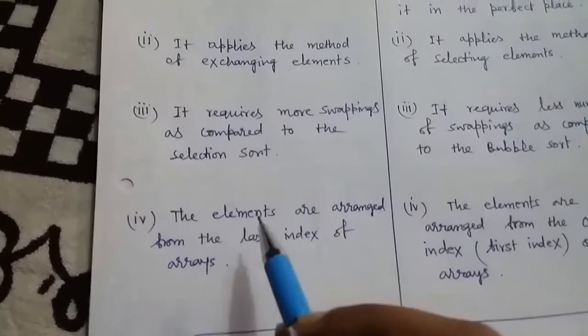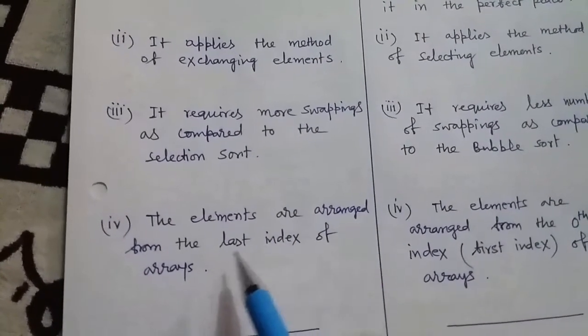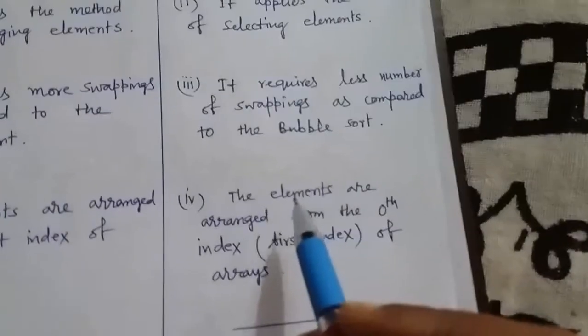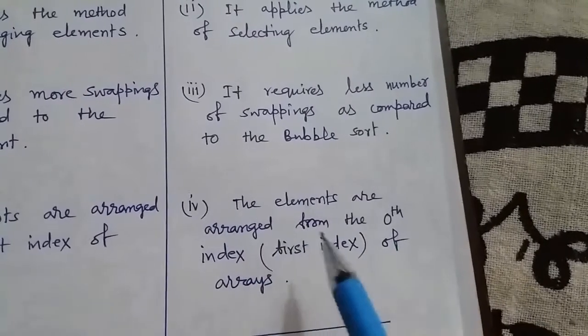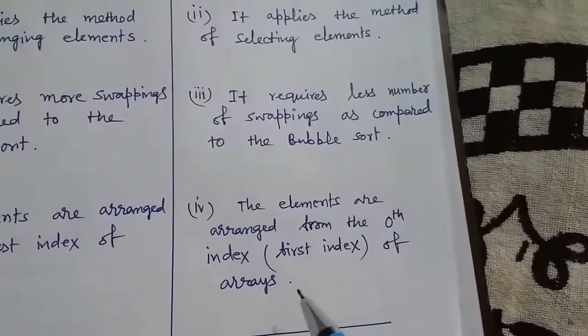Now the last point, in bubble sort the elements are arranged from the last index of the array. You know that. And in case of selection sort, the elements are arranged from the 0th index, which is the first index of arrays.